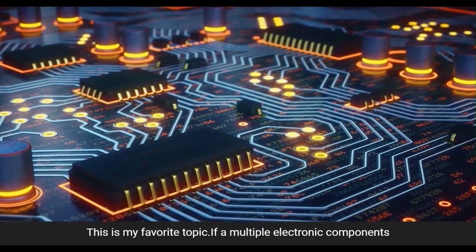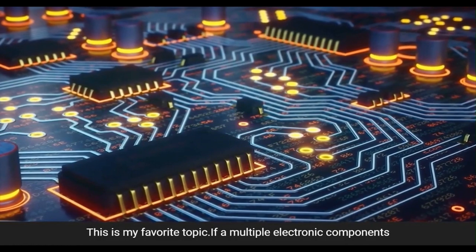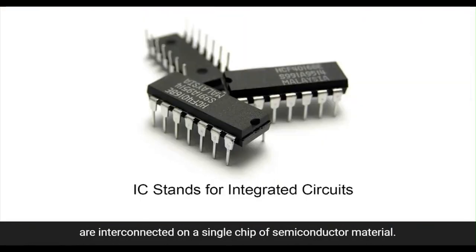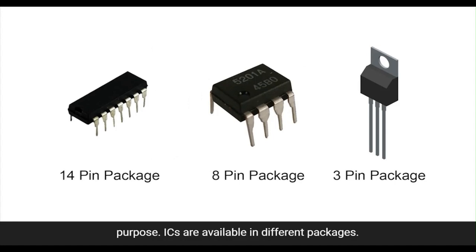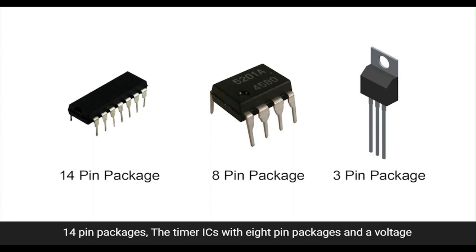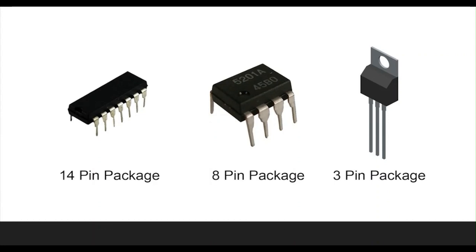Let's talk about ICs. This is my favorite topic. If multiple electronic components are interconnected on a single chip of semiconductor material, then the chip is called an integrated circuit. It consists of both active and passive components. Each IC has a part number and is created for a specific purpose. ICs are available in different packages. The photo shows an IC that contains logic gates packaged in a 14-pin package, a timer IC in an 8-pin package, and a voltage regulator IC in a 3-pin package.